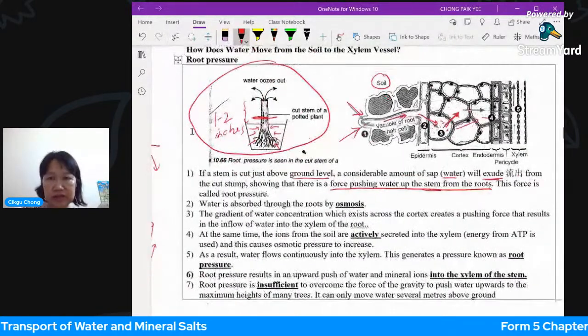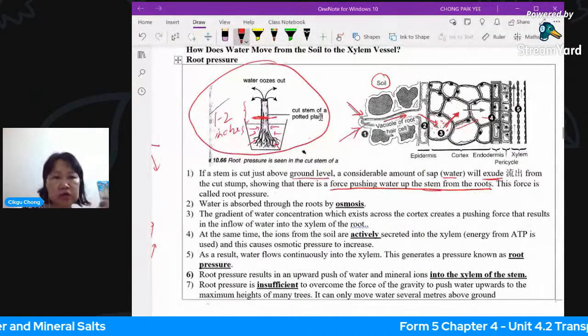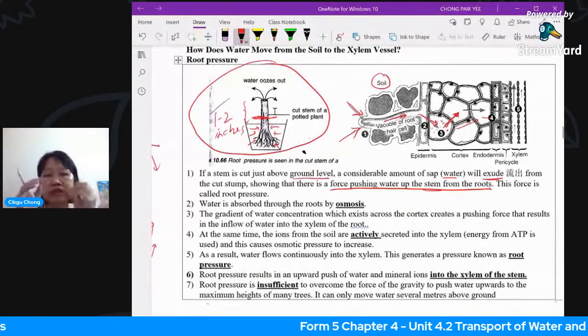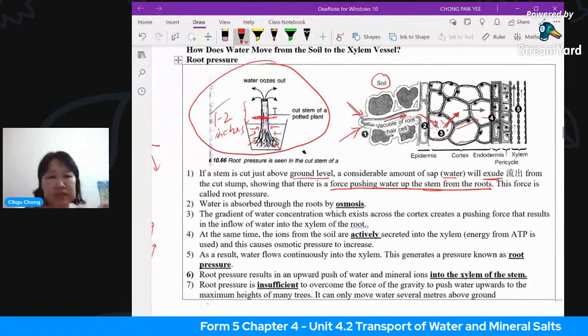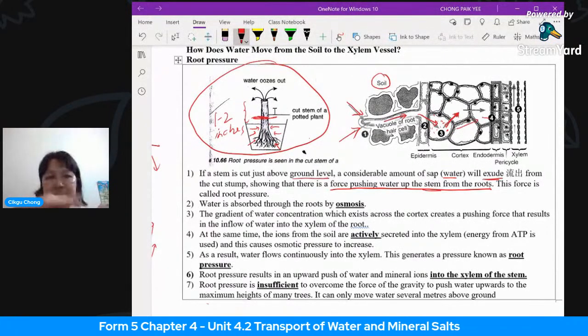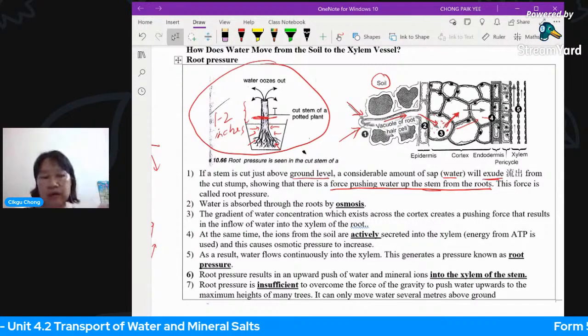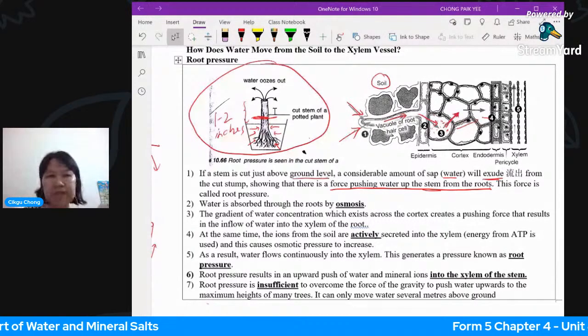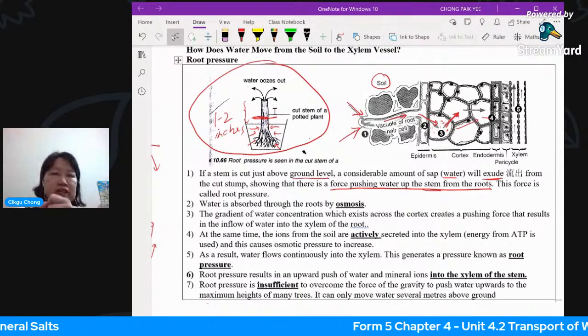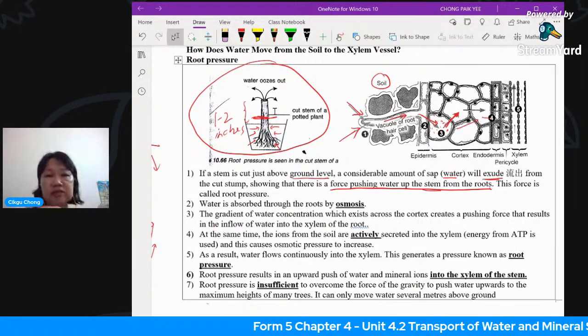So this is an experiment to show there is root pressure. You will take a plant, of course you have to sacrifice it, yeah? You cut it very near to the base. Of course, you need to water it very well. You need to water the plant first, right? Sorry, you put water there. And of course, it has to be a plant that is herbaceous, because it's easier to cut.